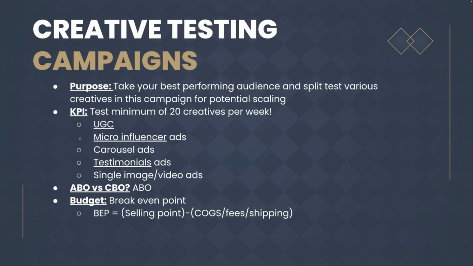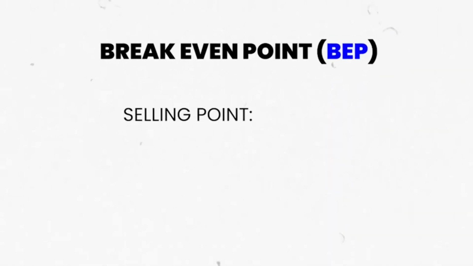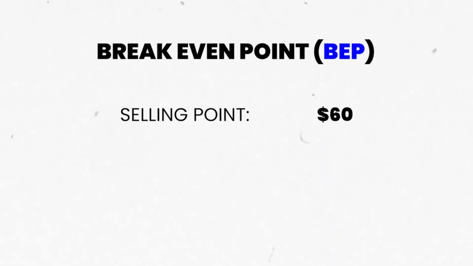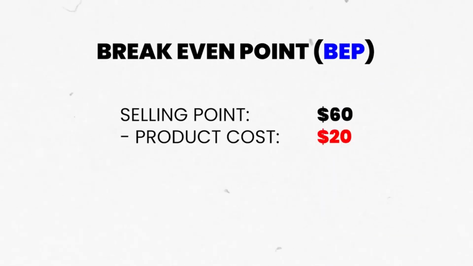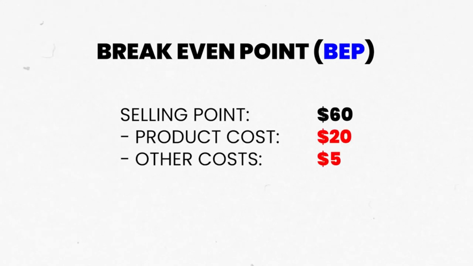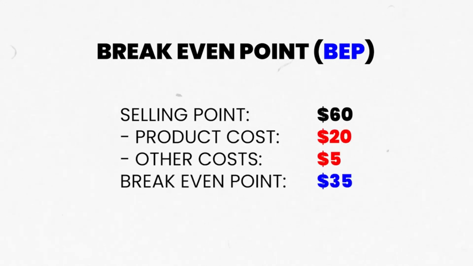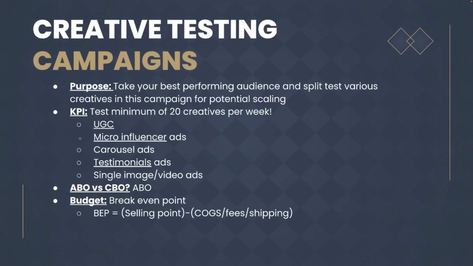For budget, for each one of these creatives, I would recommend to have your break-even point. Let's say you're selling the product for $60. Let's say the product costs you $20. You have other fees and shipping, let's say $25 max. So you have $35, which is your break-even point. And this is what you would spend on each of these creatives to see whether it works or not.